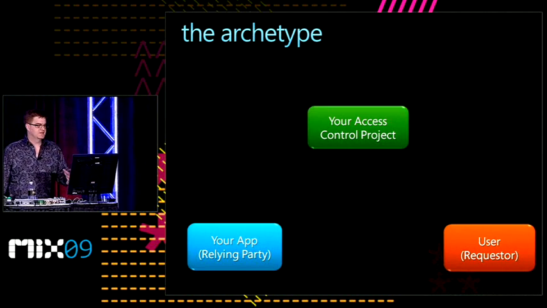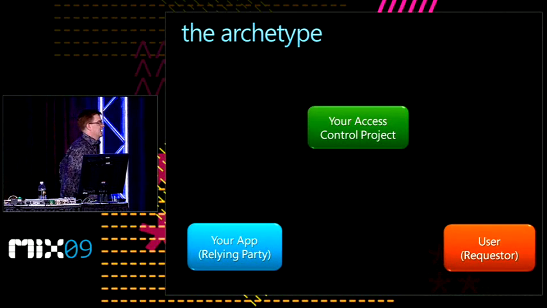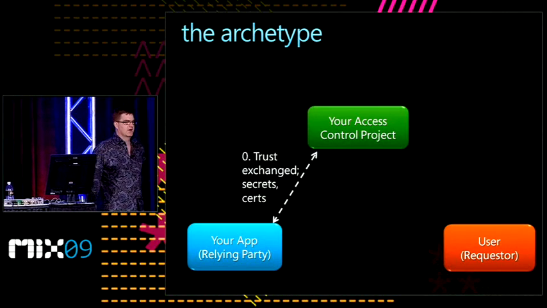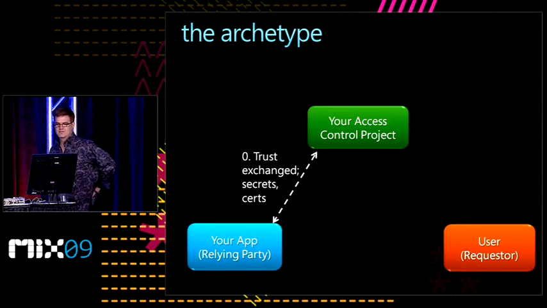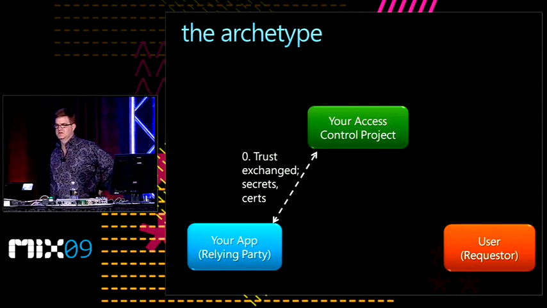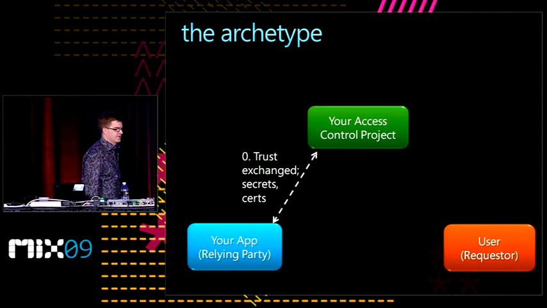So let's say we have a user. Let's say we have an application. Application's on the left, user's on the right, and up in the middle we've got the access control service because it makes a pretty triangle if we place these things that way. At the beginning, the application, the relying party, will establish trust with the access control service. This could be done through a key or a certificate exchange. Basically, send them your public key.